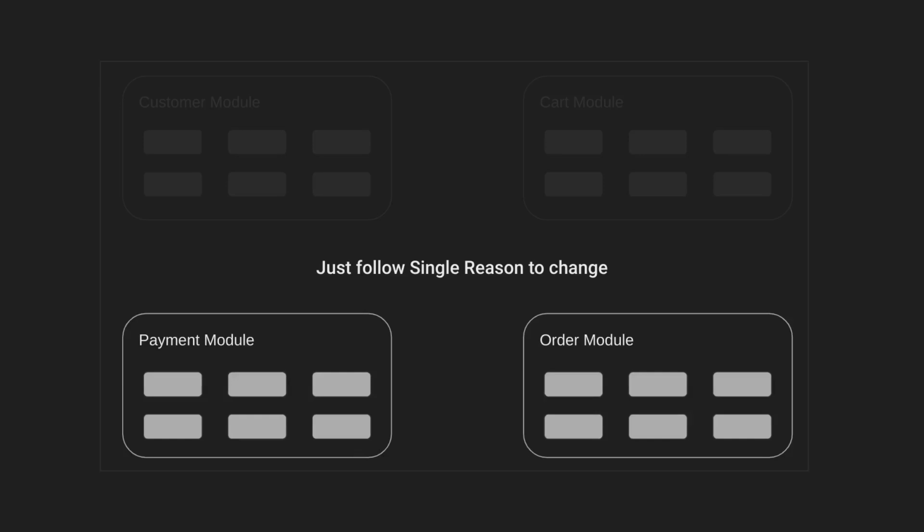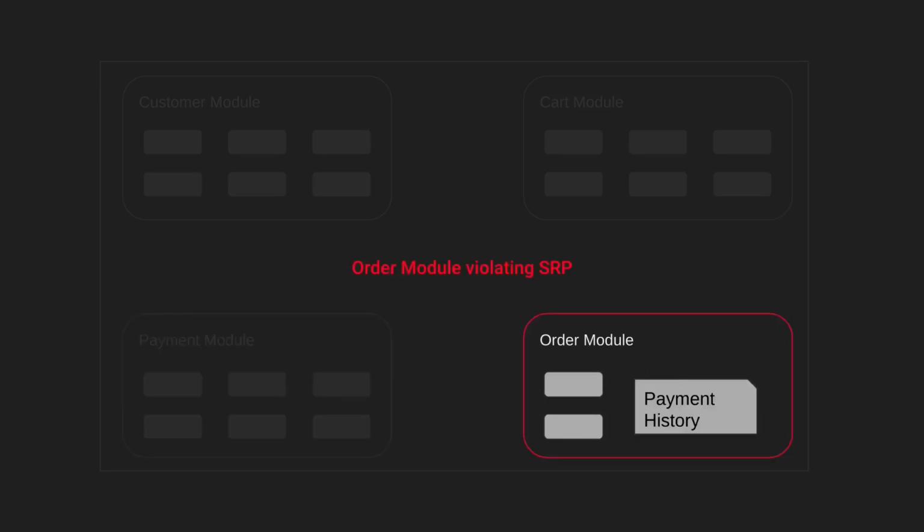The principle will only be violated if, to keep changes in one module, you write payment history functionality under order module. Now in this case, order module will no longer have a single purpose or reason. It now has two reasons to change. It can be changed if there is some change in order, and it can also be changed if there is some change in payment history functionality. It is now violating single responsibility principle.